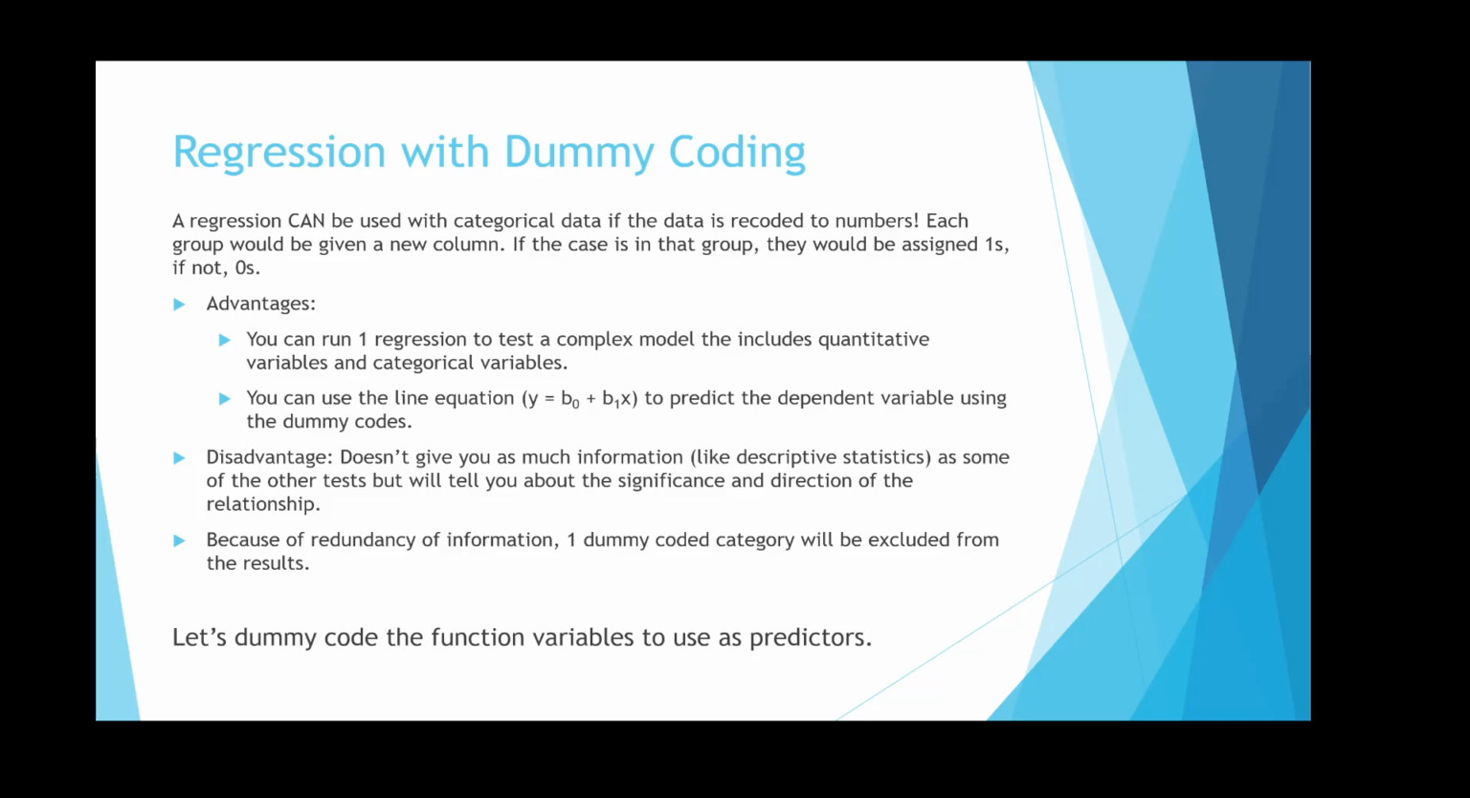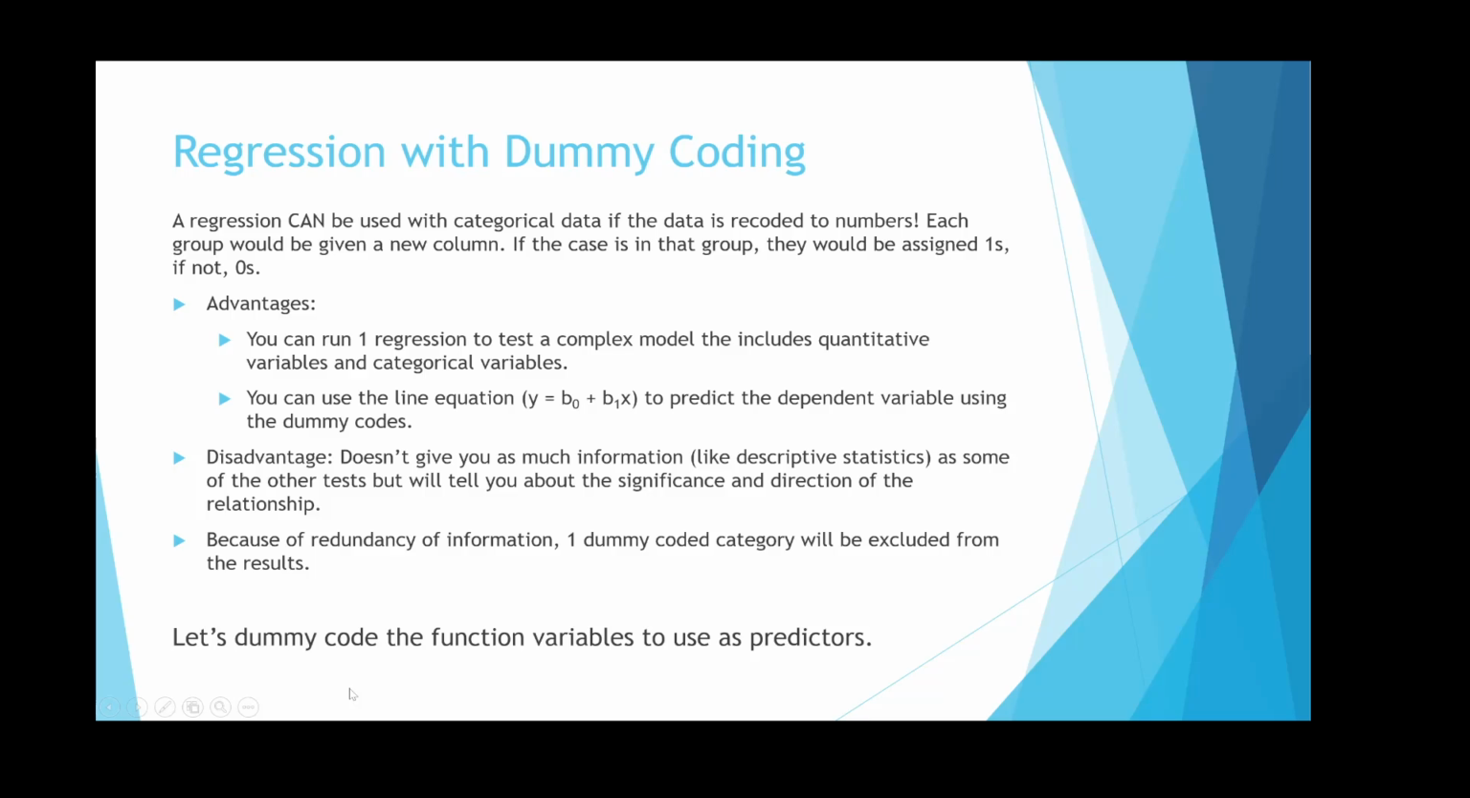Also, because of redundancy of information, whenever you run your regression you're going to leave one category out. For instance, the function data has 4 categories: finance, HR, marketing, sales. You're actually going to only do 3 of them. Leave one out. It doesn't really matter which one. The reason why is that if someone has a 0 on the other 3, then they are in that 4th group. So it's like duplicate information if you have the 4th column there. And what will happen is you'll get an NA or some kind of error in Excel.